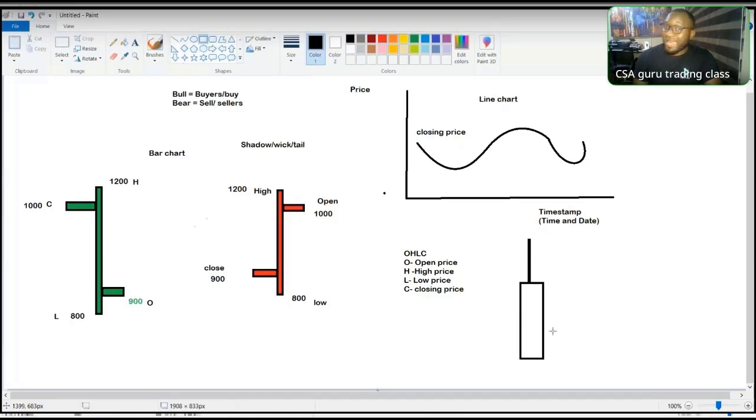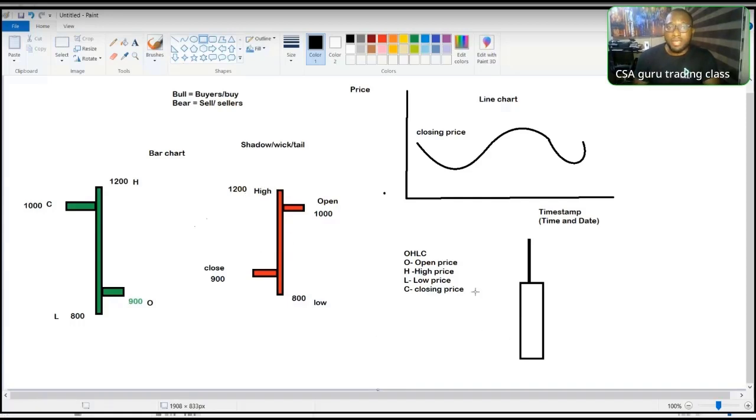Now, the body can be either green or red. When it's green, it means the bulls are in control, that means the buyers are in control. When it's red, it means the sellers are in control. So let's change this. For this same scenario, I'm going to represent what we have here on this sell price.